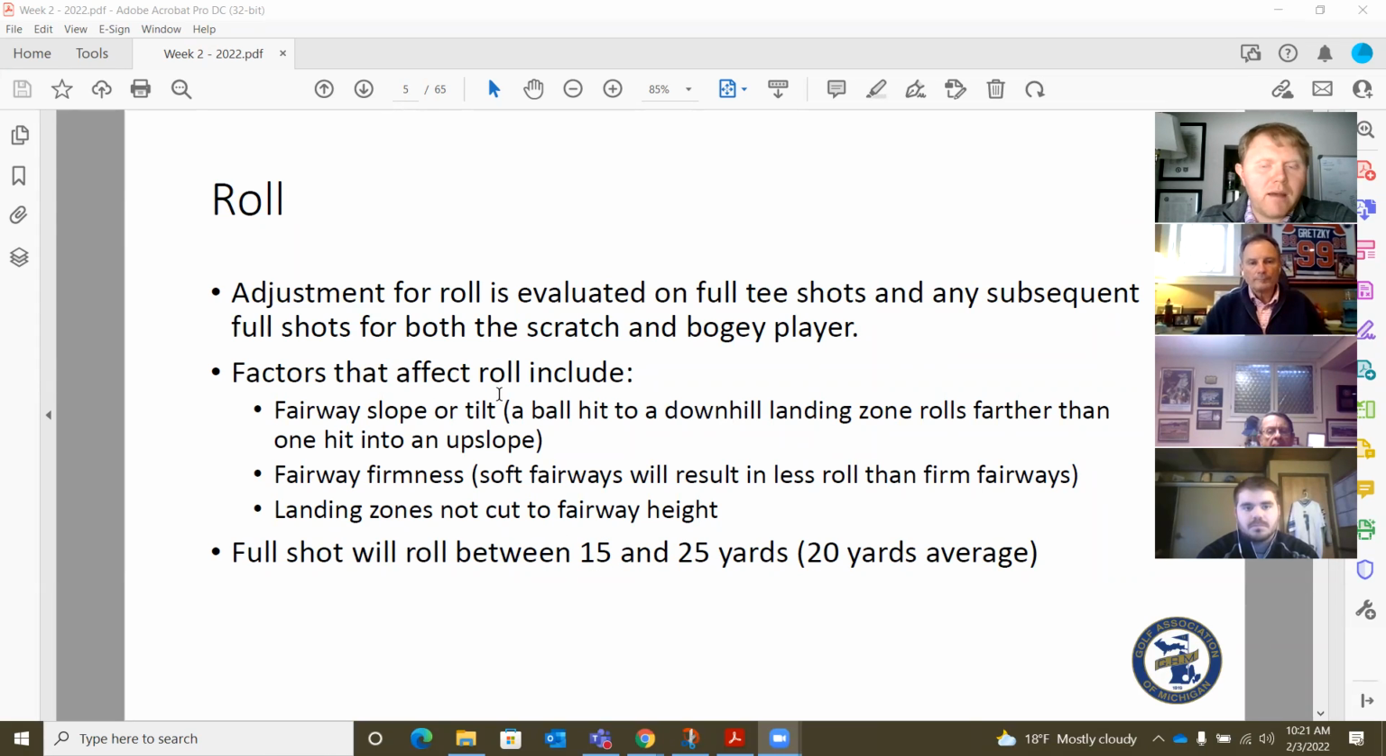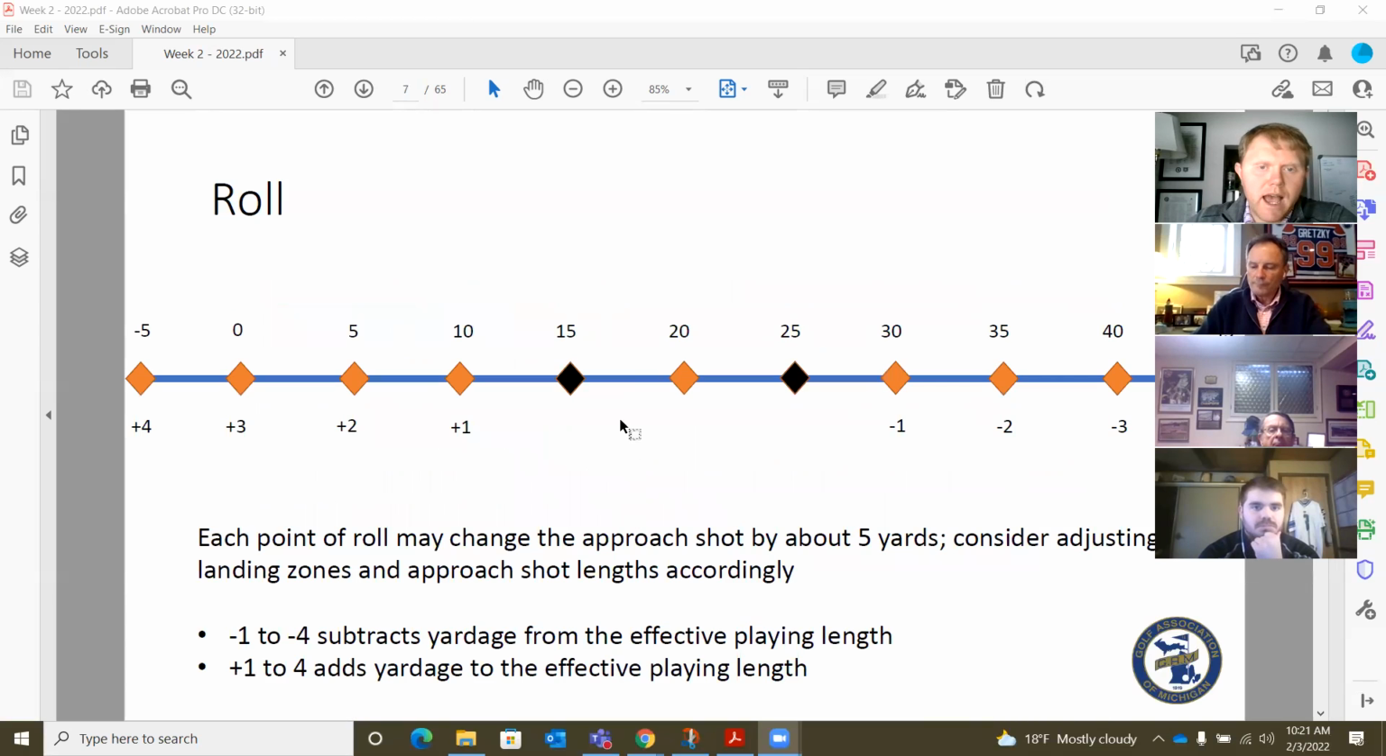Now, the other thing when we're looking at making the roll adjustments, we need it to be significant enough to get beyond that 20 yards. So it needs to go outside of 15 and 25 yards. We're assuming that in some cases it's going to go 15, some cases it's going to go 25, but we're averaging 20. When we put this chart together last year, it caused a lot of commotion, but I think we got it better now.